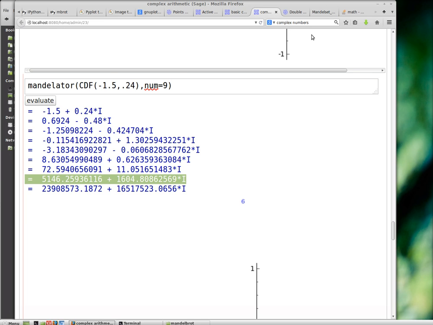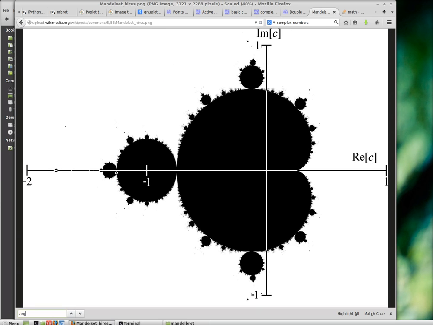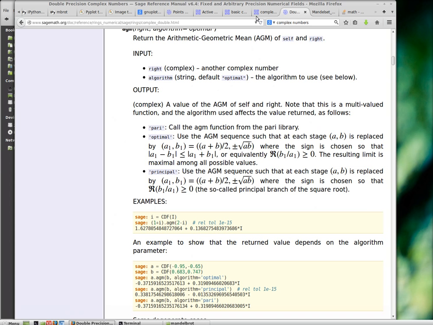-3/2 is going to be right about here, and then it's up a quarter, isn't it? So it's like in this region, which is a white region, so it's not surprising that it's not in the Mandelbrot set.